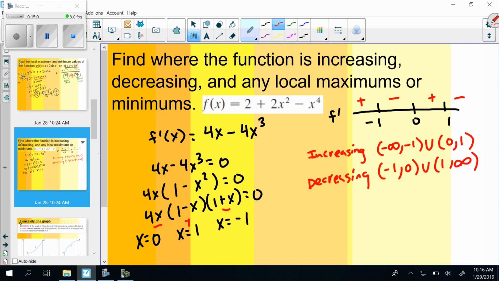And then last thing they want us to figure out is what are the local max and min. So now we should be able to say those local maximums would be any place where it changes from positive slope to negative slope, which would be at x equals -1 and x equals +1, because both of those are changing from increasing to decreasing. This also has a local minimum where it changes from decreasing to increasing, so at x equals 0.